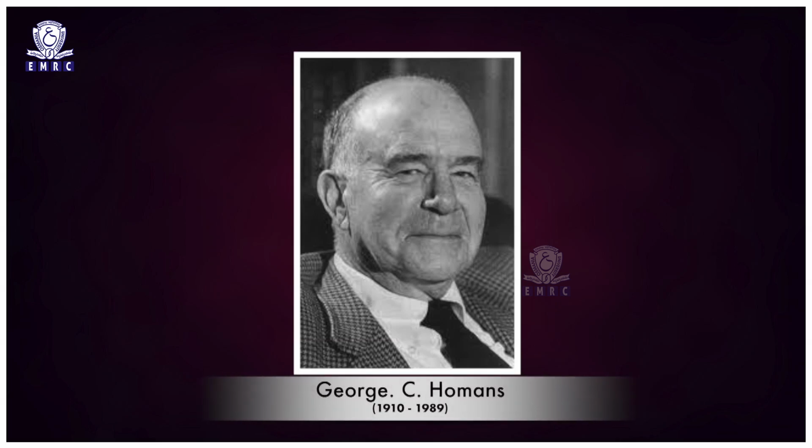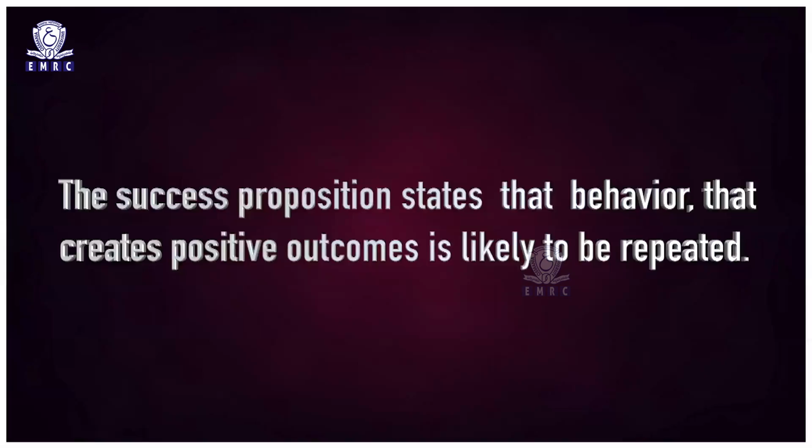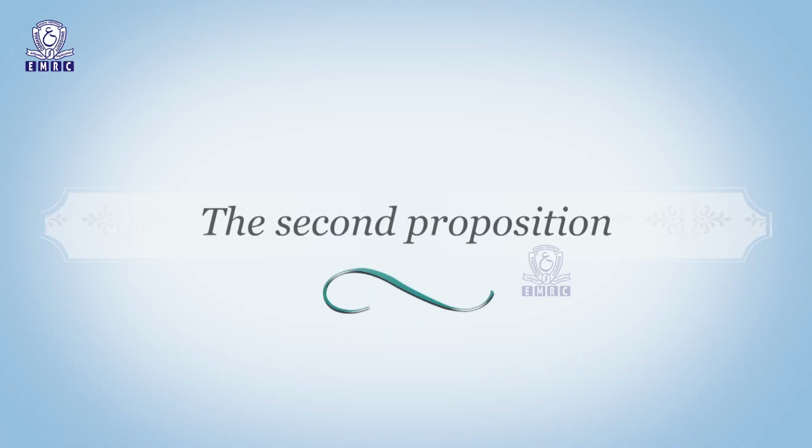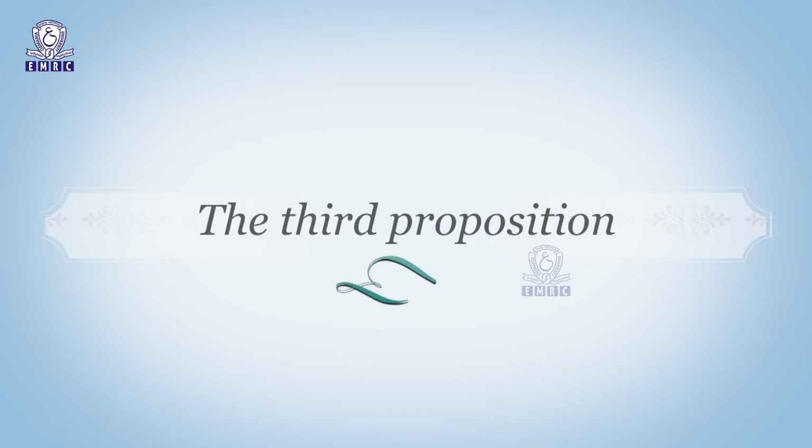George Homans' 5 propositions of elementary social behavior are: the first proposition, the success proposition, states that behavior that creates positive outcomes is likely to be repeated. The second proposition, the stimulus proposition, believes that if an individual's behavior is rewarded in the past, the individual will continue the previous behavior.